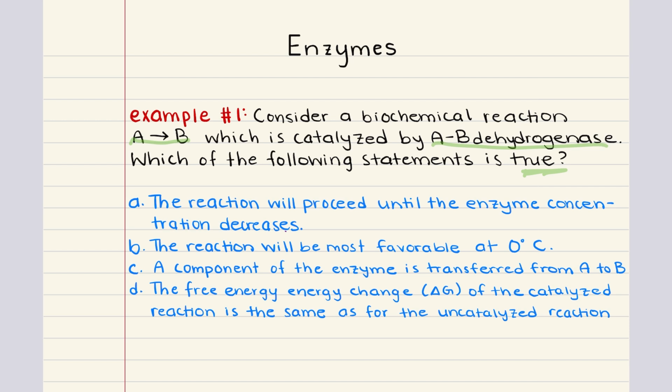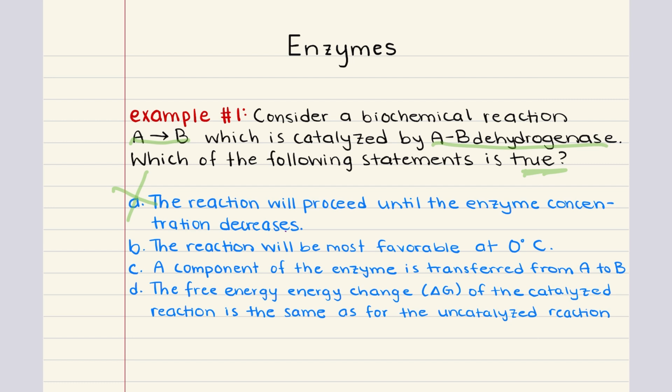A says the reaction will proceed until the enzyme concentration decreases. This is not quite right. Enzymes are catalysts, meaning they speed up the rate at which equilibrium is reached, but they are not consumed in the reaction. Their concentration doesn't determine whether or not the reaction proceeds indefinitely. Reactions proceed until equilibrium is reached and not until the enzyme runs out. So this choice is incorrect.